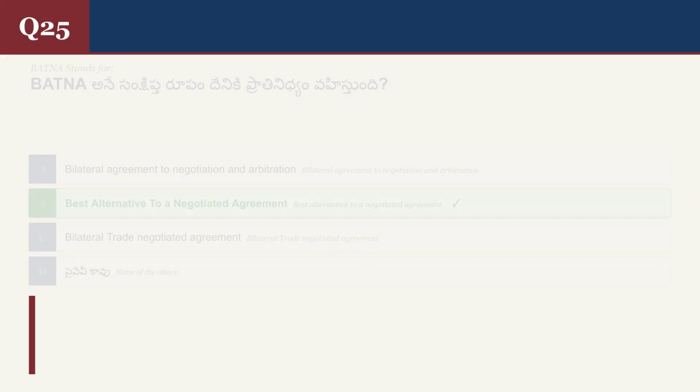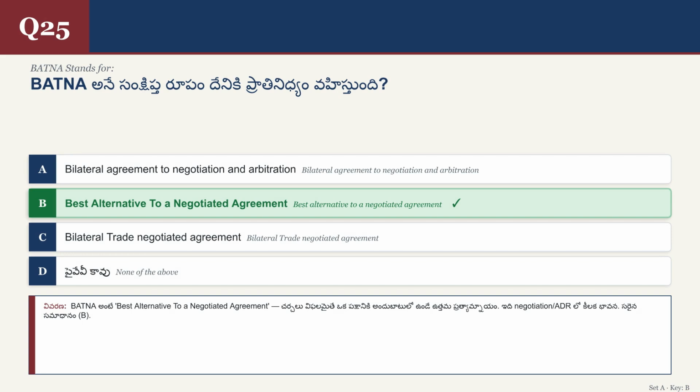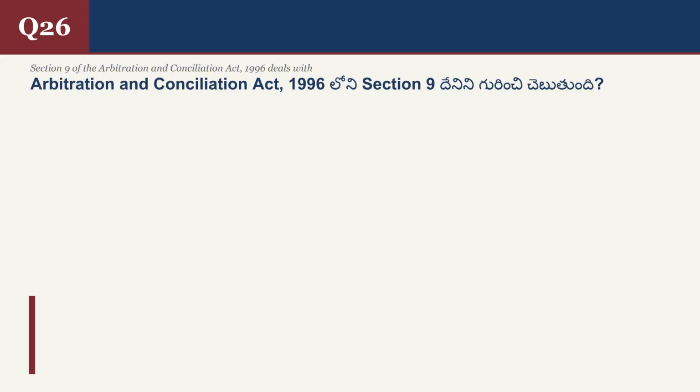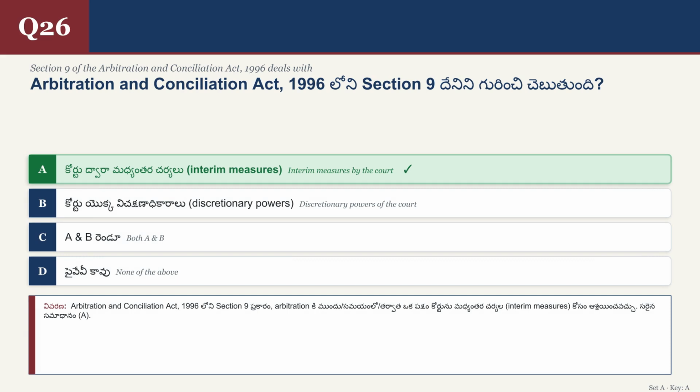Question 25 asks what the acronym BATNA stands for. The correct answer is B, best alternative to a negotiated agreement. Question 26 asks what Section 9 of the Arbitration and Conciliation Act, 1996, deals with. The correct answer is A, interim measures by the court.